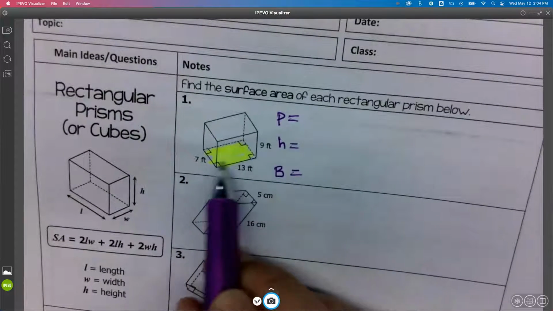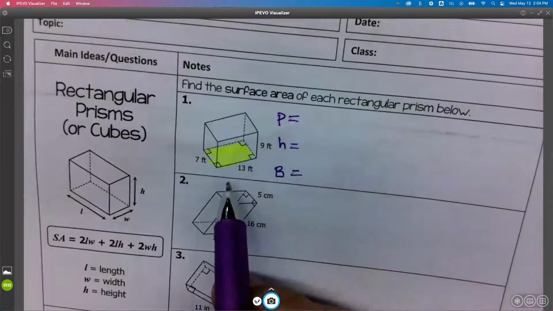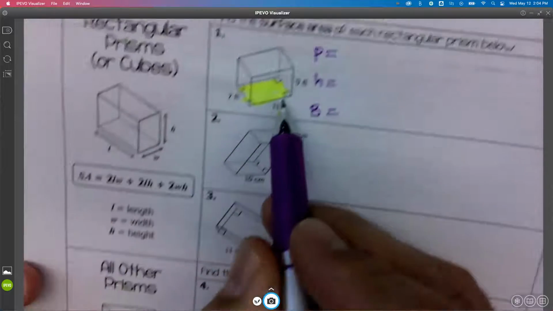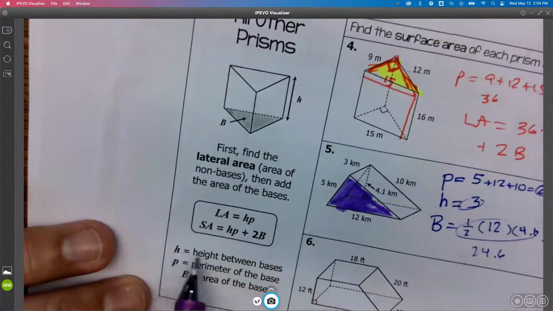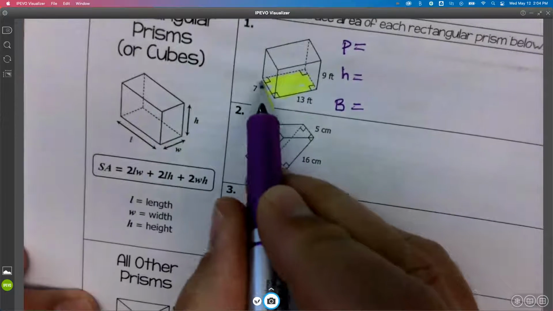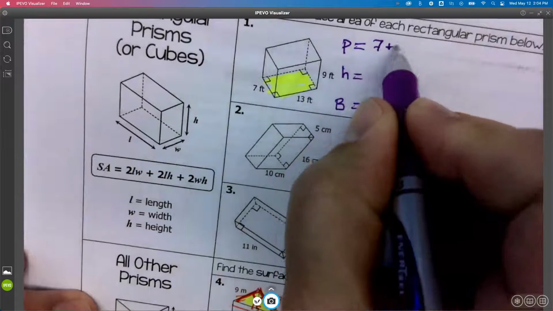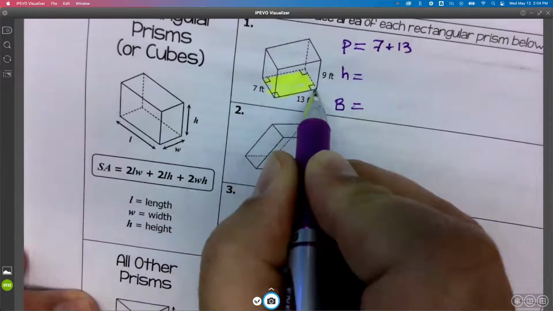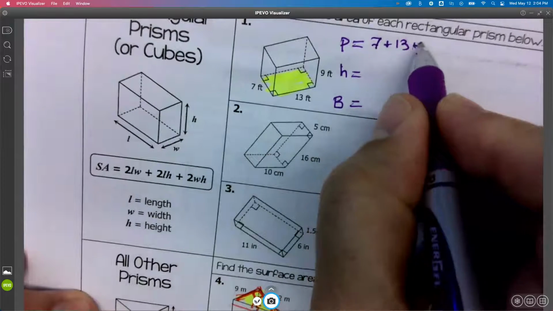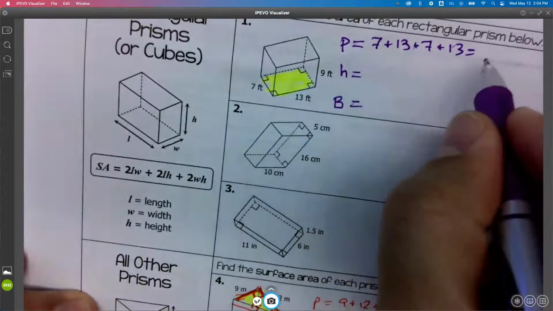So again, once we identify the base, we're going to find the P, H, and B. And if you're looking for what those stand for, they're all the way at the bottom down here. It says that P is the perimeter of the base. So having identified that this is my base, my perimeter will be 7 plus 13. Because this is a rectangle, it'll be plus another 7 and another 13. 20 and 20 is 40.